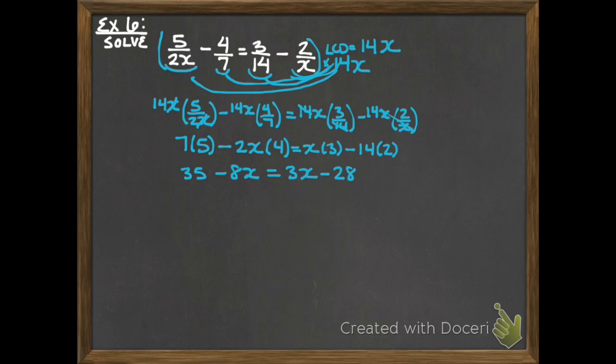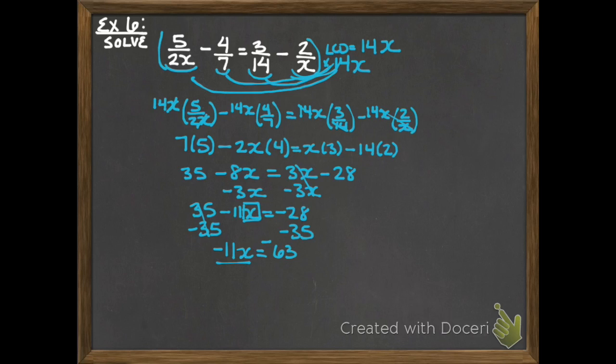Again, I want to get my x's together on the same side of the equation, so I'm going to subtract 3x from both sides. So on the right side, that becomes 0, so I'm left with 35 minus 11x equals negative 28. Now, to get this x by itself, I'm going to subtract 35 from both sides. I'm left with negative 11x equals negative 63. Sorry, negative 28 and negative 35 gives me negative 63.